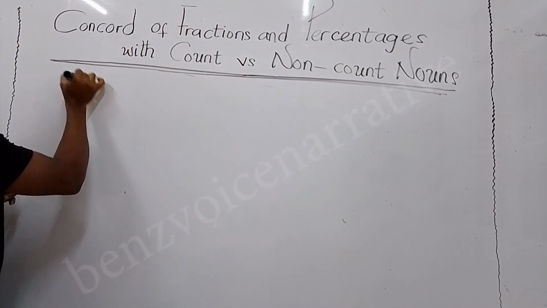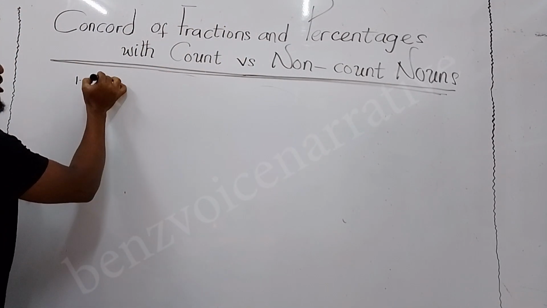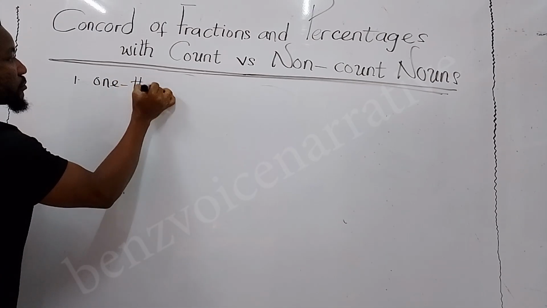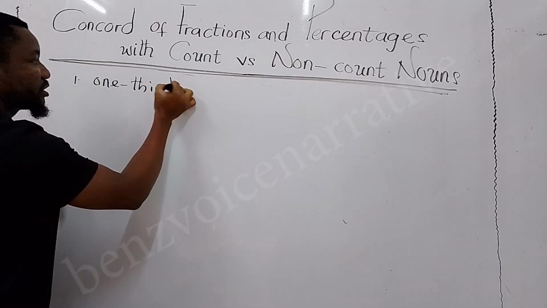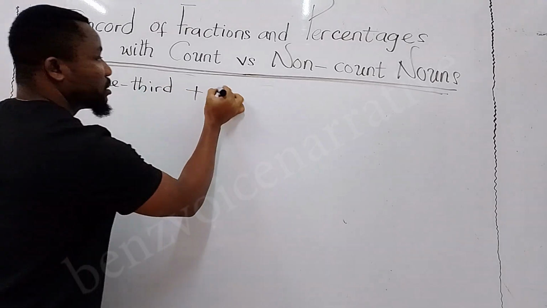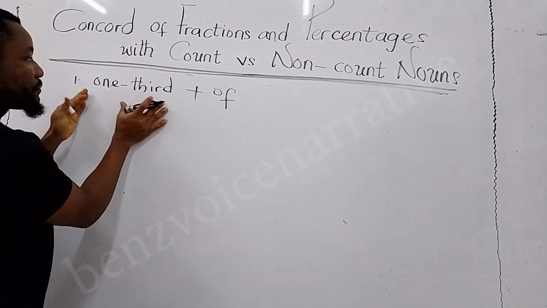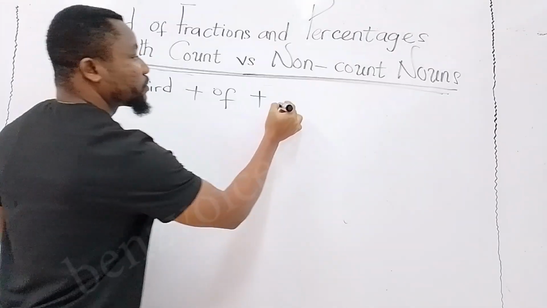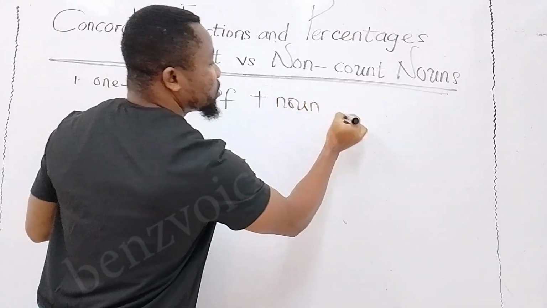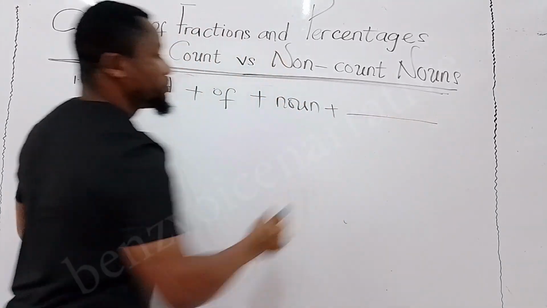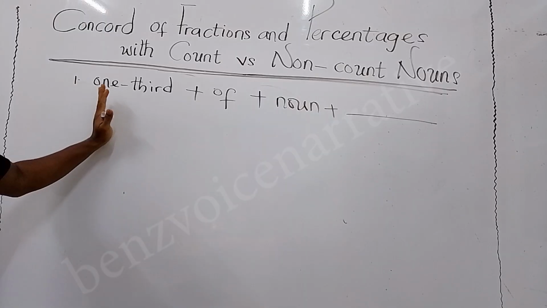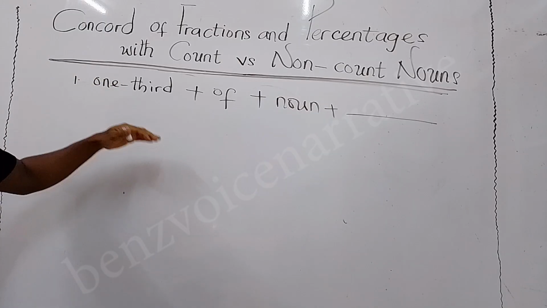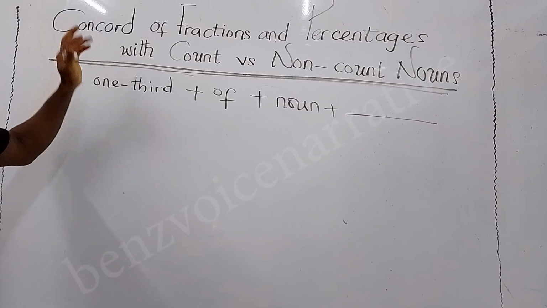The first structure is you have the fraction. Let's say you have something like 1/3 or 2/3, plus of. You have the fraction plus of plus a noun plus the verb. That's the first structure. Whether you're speaking or you're writing, this structure has to suffice before you have the concordative fraction.